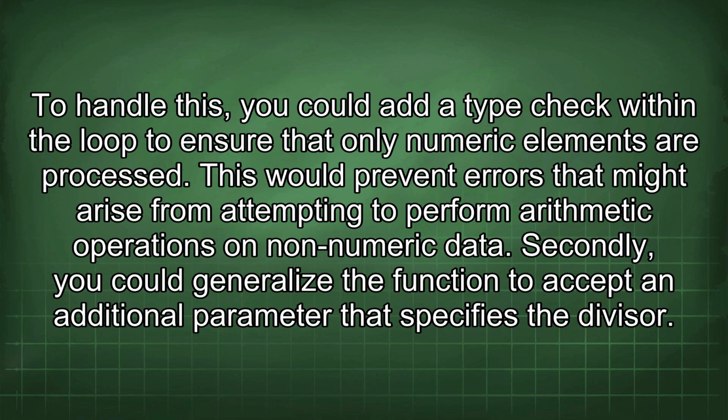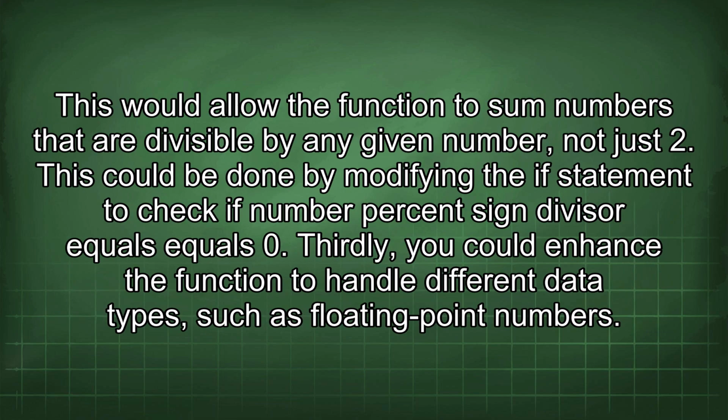Secondly, you could generalize the function to accept an additional parameter that specifies the divisor. This would allow the function to sum numbers that are divisible by any given number, not just 2. This could be done by modifying the if statement to check if number % divisor == 0.